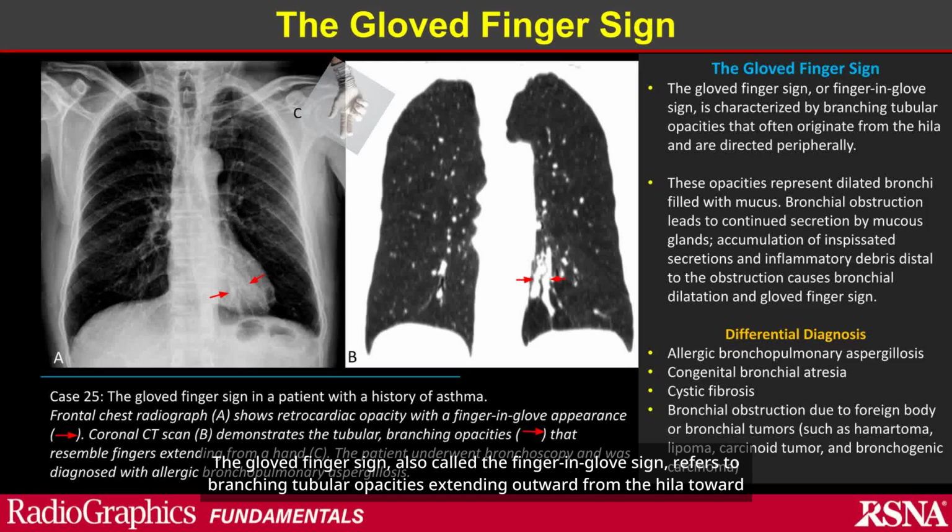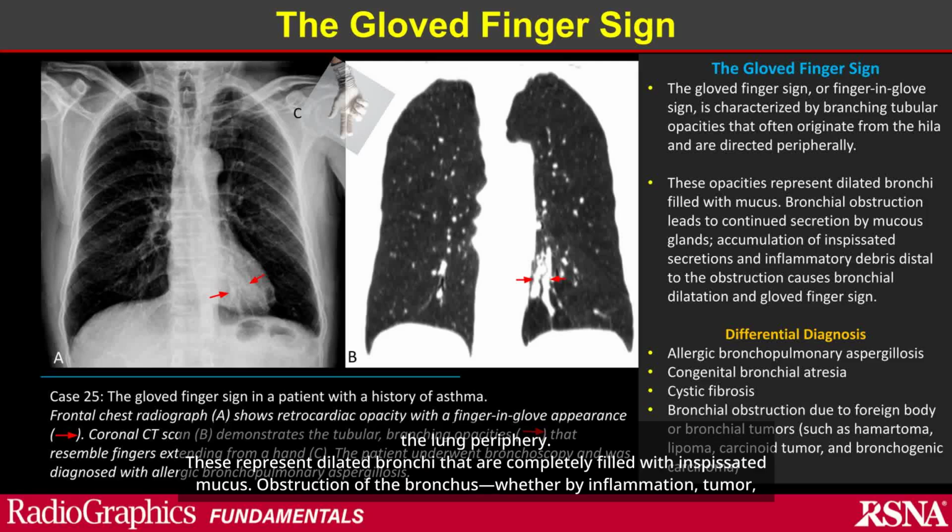The gloved finger sign, also called the finger and glove sign, refers to branching tubular opacities extending outward from the hila toward the lung periphery. These represent dilated bronchi that are completely filled with inspissated mucus. Obstruction of the bronchus, whether by inflammation, tumor, or congenital anomaly, leads to secretion retention, mucus plugging, and bronchial dilatation. Important differential diagnoses include allergic bronchopulmonary aspergillosis, congenital bronchial atresia, cystic fibrosis, and airway obstruction from neoplasms or foreign bodies. On chest radiographs, these tubular opacities strikingly resemble gloved fingers reaching into the lung fields.